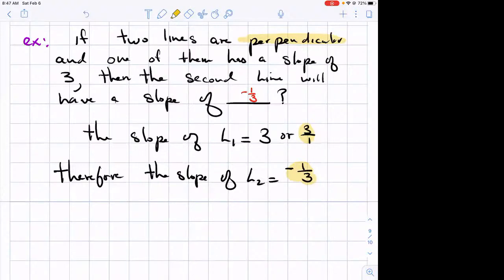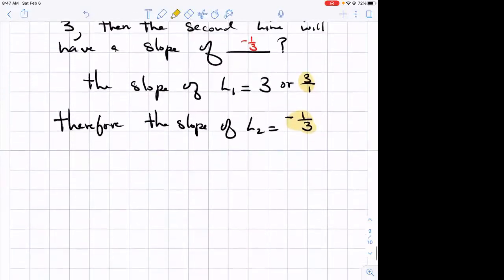In addition, for your notes, if you find the product of the slopes of perpendicular lines, the product will always be -1. If you multiply the slopes of any two lines that are perpendicular, it will always be -1. Always. So let's look at two examples.